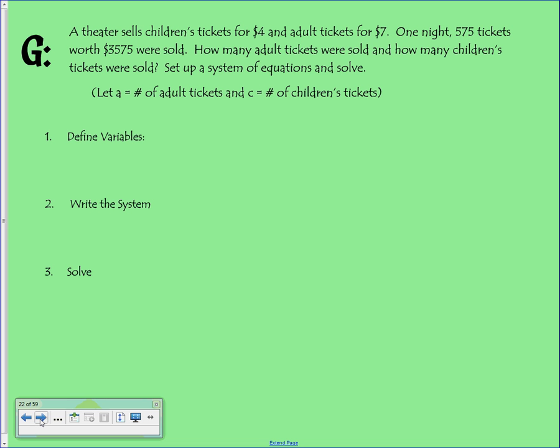And back to our favorite story problems. Example G says a theater sells children's tickets for $4 and adult tickets for $7. One night, 575 tickets were sold, worth $3,575. How many adult tickets were sold and how many children's tickets were sold? Well, if I know a children's ticket was 4 and an adult was 7, those are kind of my two variables. So x would be my adult and y would be my children.